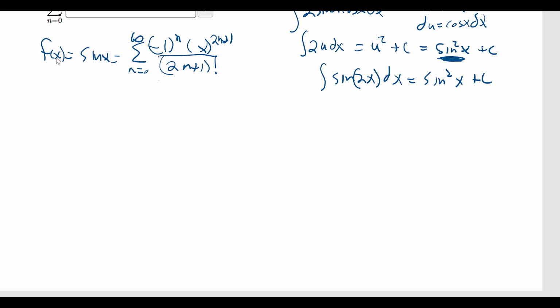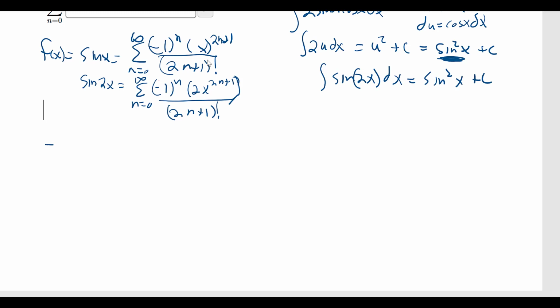So we have f of x equals sine x, and the Maclaurin series for that is the sum as n goes from 0 to infinity of negative 1 to the n times x to the 2n plus 1 over 2n plus 1 factorial. Now, the slight change we're going to make is that we have sine of 2x. So that means we're going to put a 2 with this x. It's going to be the sum as n goes from 0 to infinity of negative 1 to the n power times 2x to the 2n plus 1 over 2n plus 1 factorial.